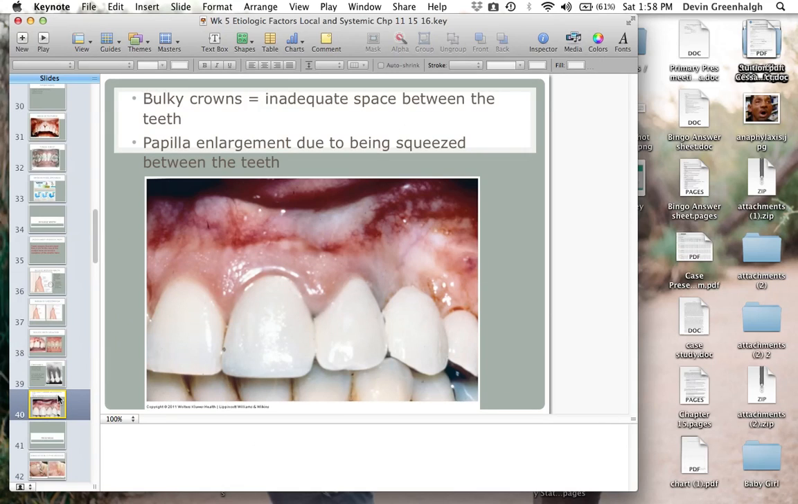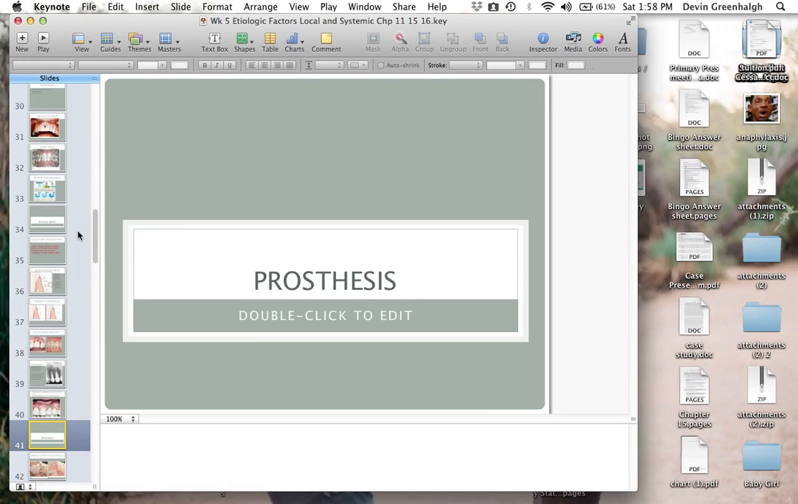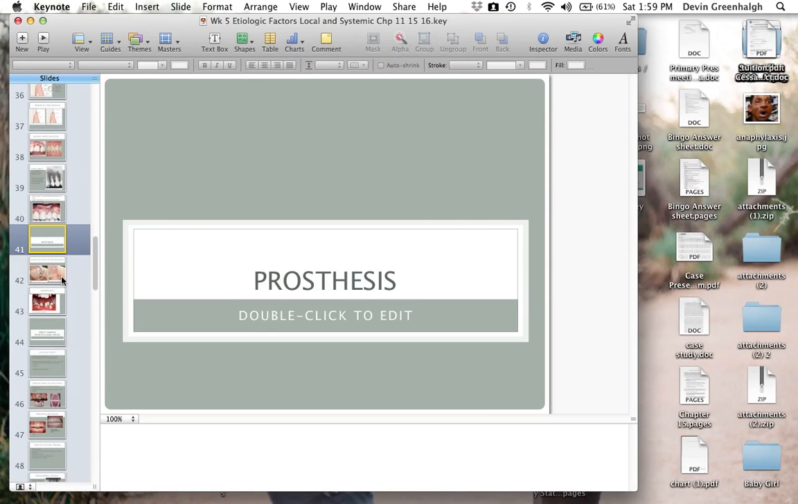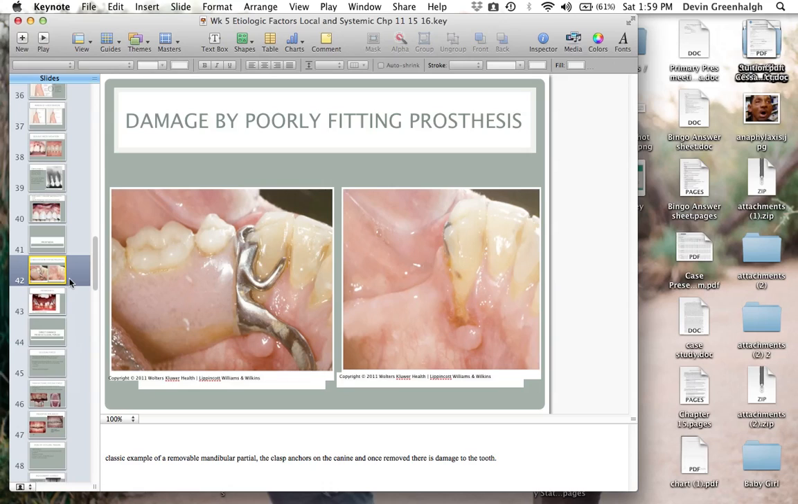If you have really bulky crowns, you create inadequate space for the teeth, and this causes papilla enlargement due to it being squeezed tight between the teeth. Prosthetics also harbor biofilm and destroy the periodontium. You can have damage to your periodontium from prosthetics.